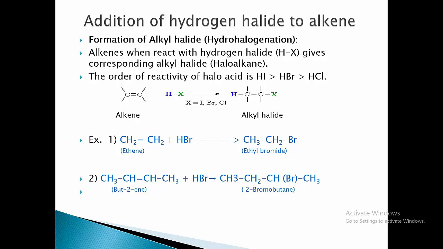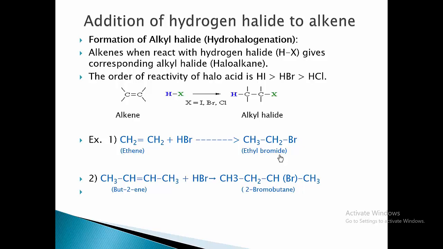The order of reactivity of haloacids is HI more reactive than HBr, and then HCl. The reaction is: when alkene is treated with HX, where HX is nothing but hydrogen halide, where X is iodine, bromine or chlorine, it gives alkyl halide. This is the general reaction. For example, if the reaction of ethene is carried out with HBr, that is hydrogen bromide, ethyl bromide is obtained. CH2=CH2, that is ethene, plus HBr gives CH3CH2Br, that is ethyl bromide.